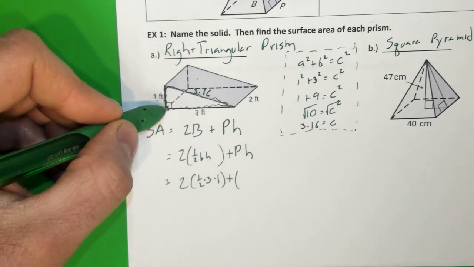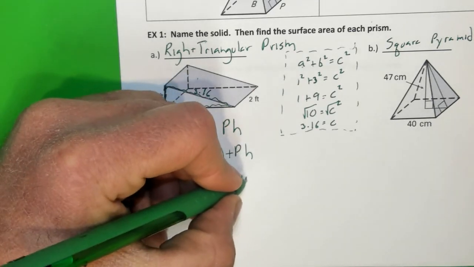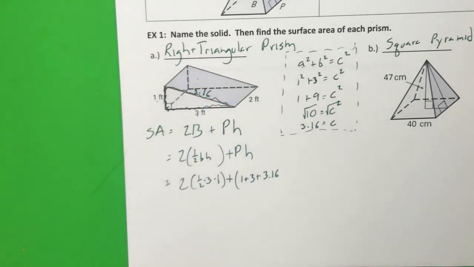We have a side length of 1, a side length of 3, and a side length of 3.16. There you go. There's your perimeter for your base.